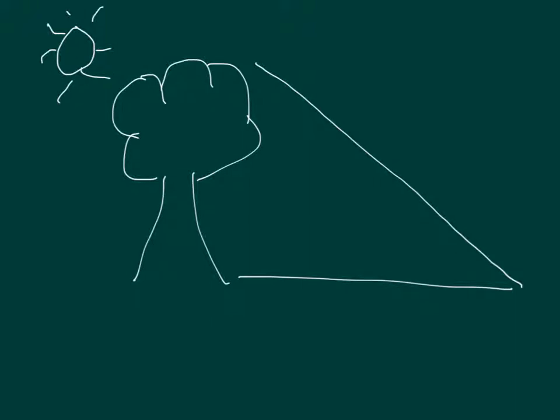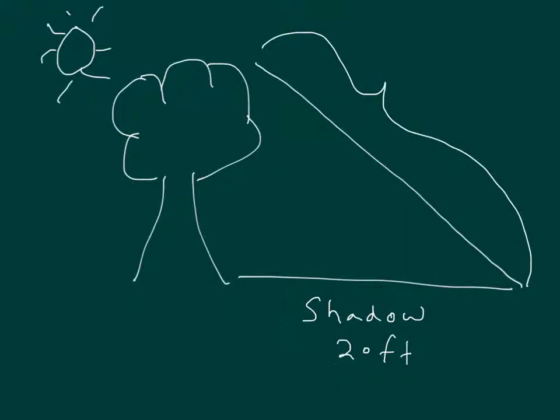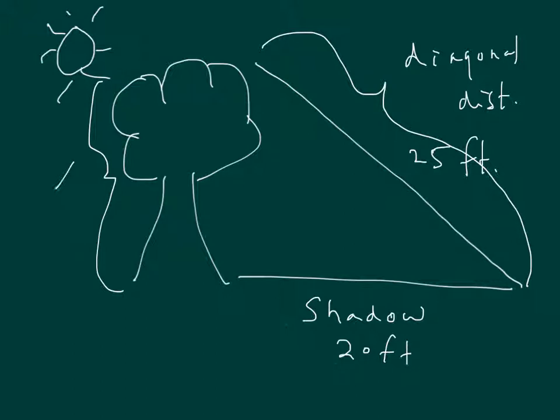Here we have a diagram. We've got the sun behind the tree, and the tree casting a shadow, which would be here. So there's the shadow. And the distance from the base of the tree to the end of the shadow is 20 feet. And then we're looking at this diagonal distance, the diagonal distance from the end of the shadow to the top of the tree. And that is going to be 25 feet. And we're now looking for the height of the tree, and let's call it x.